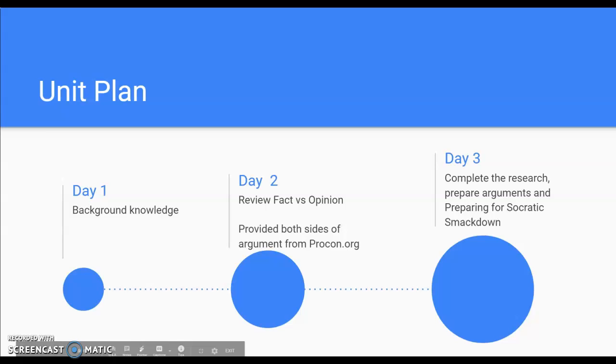For day 2, students will discuss the difference between fact and opinion. I use a BrainPOP video here titled Fact and Opinion. And then they'll be provided with arguments for or against legalizing marijuana pulled from the ProCon.org website. ProCon.org is a website that represents both sides of many debatable arguments using expert quotes, state laws, and extensive historical backgrounds. So resources from that site are used, and some of them are actually edited for students who have different learning needs.